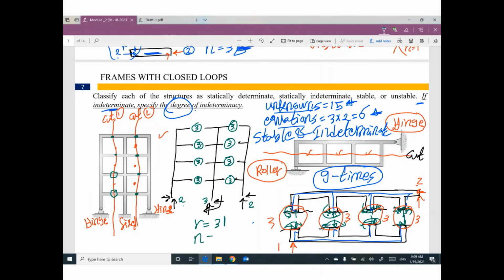How many parts do you have? We have only 2 parts. This part, I'm sorry, 3 parts: this part, this part, and this part. So number of unknowns equals 31. Number of equations, 3n equals 9. So this structure will be stable, but indeterminate. How many times? I believe it will be 22 times.